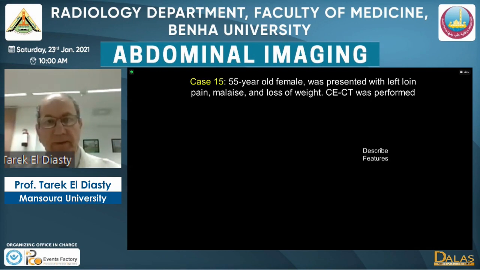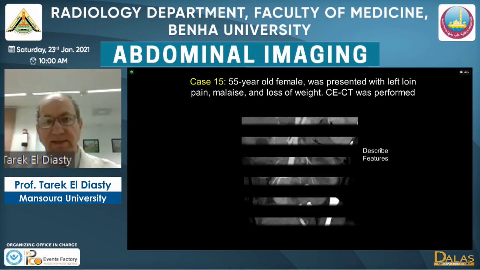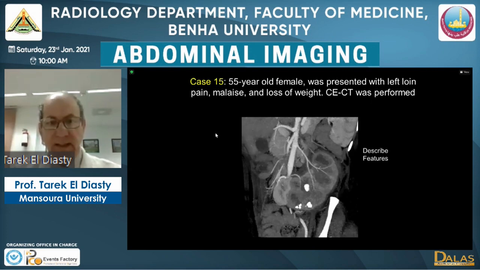This is a female patient with pain, malaise, and loss of weight, and this contrast-enhanced CT was performed. This is the arterial phase image, and we see the kidney, and here this hyperintense structure in the arterial phase is either stones or calcification if the density is near that of the bone, and it could be vascular if it is near the density of the vessels.